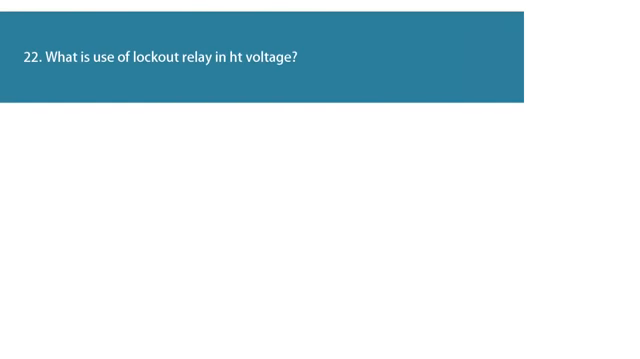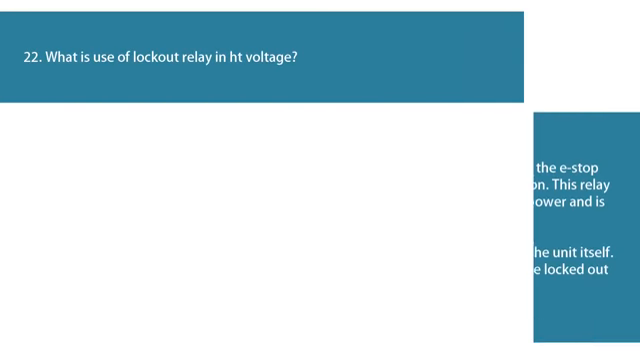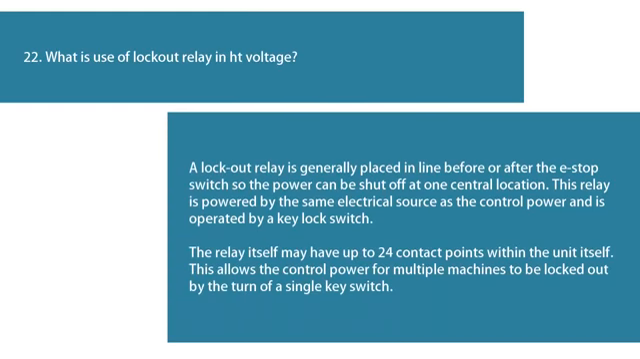22. What is the use of a lockout relay in HT voltage? A lockout relay is generally placed in line before or after the e-stop switch, so the power can be shut off at one central location. This relay is powered by the same electrical source as the control power and is operated by a key lock switch. The relay itself may have up to 24 contact points within the unit. This allows the control power for multiple machines to be locked out by the turn of a single key.